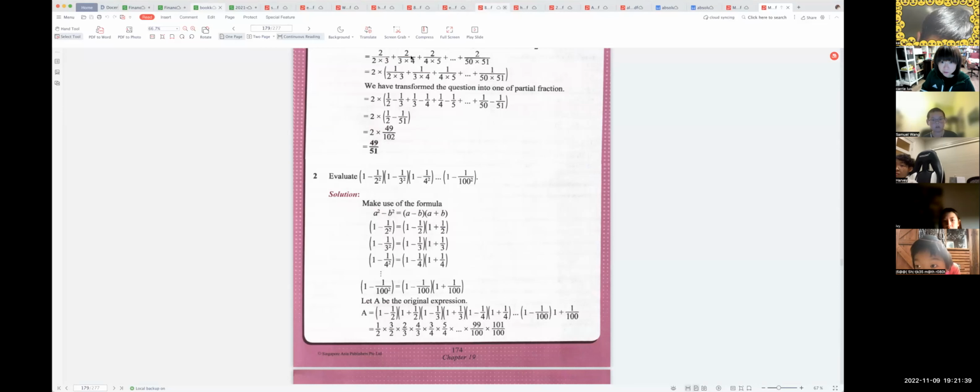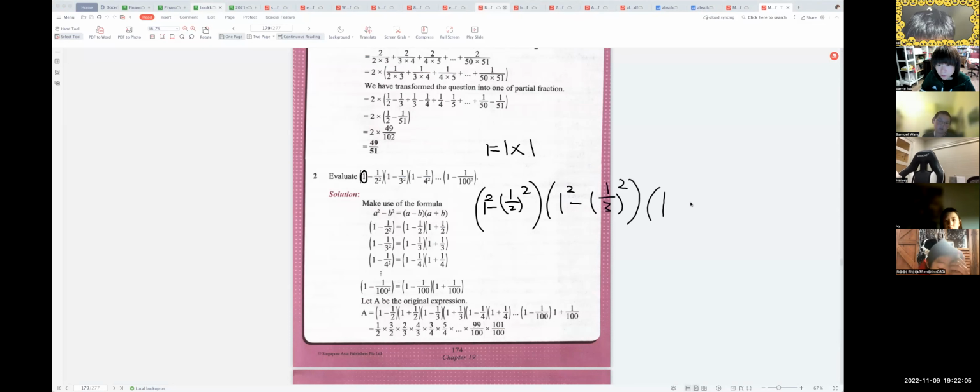So let's take a look at this one. This question is like that. This time the question is 1 minus 1 over 2 squared, and 1 minus 1 over 3 squared, and 1 minus 1 over 4 squared. Everybody, I hope you know that 1 equals 1 times 1. So this question could be 1 squared minus half squared, times 1 squared minus 1 over 3 squared, and 1 minus 1 over 4 squared. Something like that, correct?